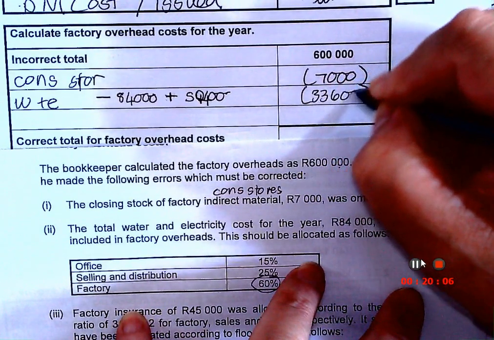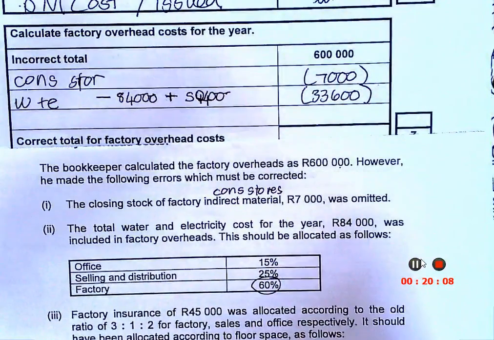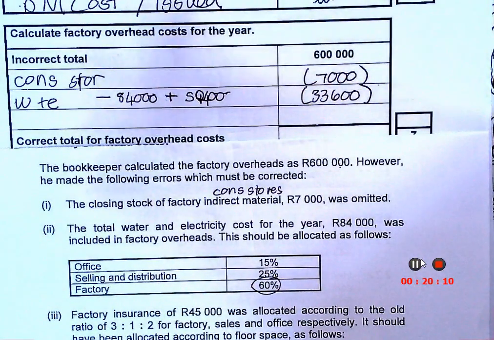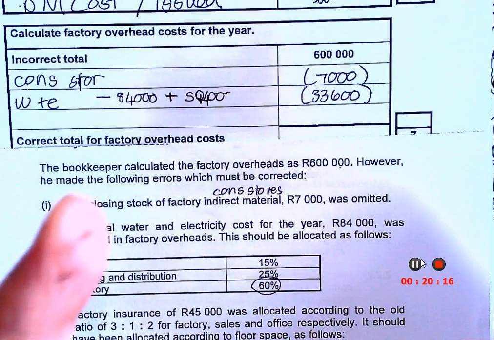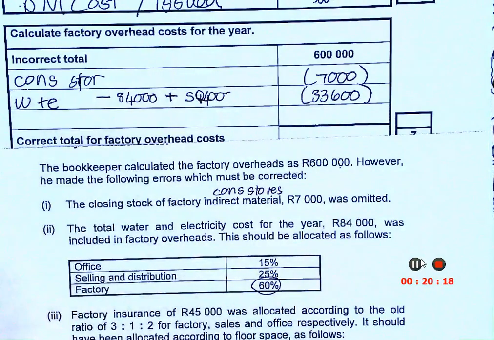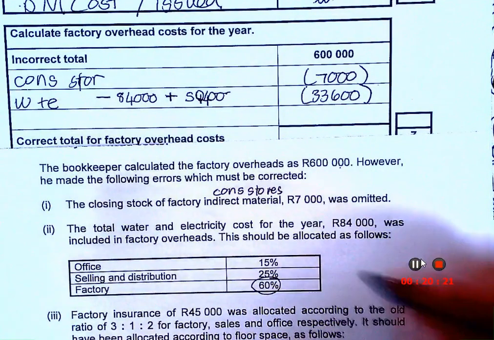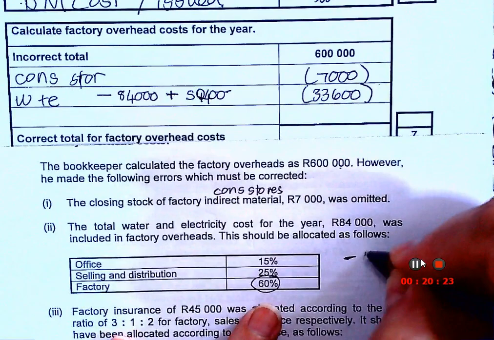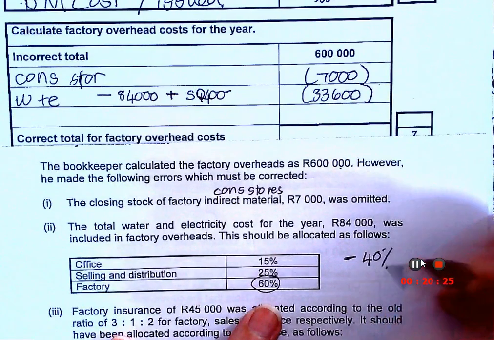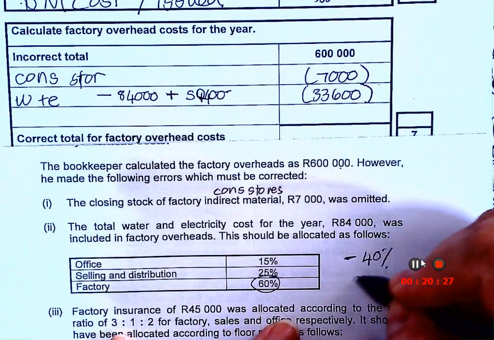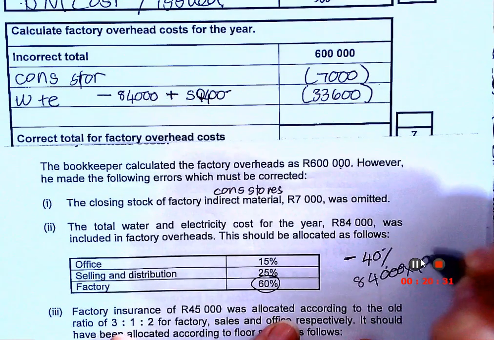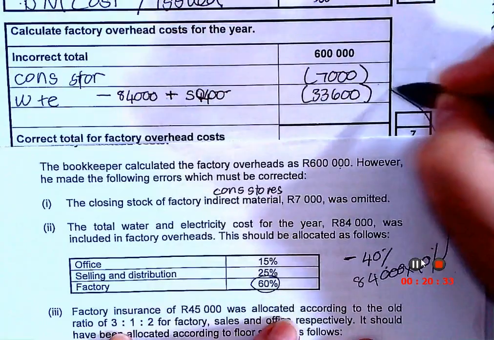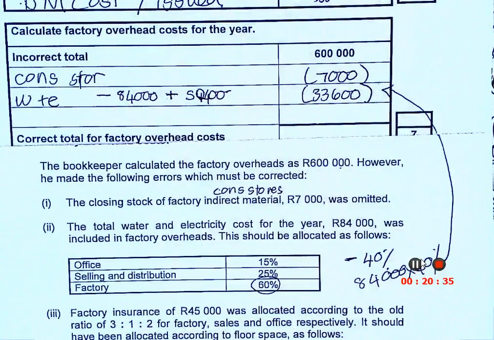Can you see another way I can do it? Another way I can do it is I can say, oh, I showed 100%. I'm supposed to show 60%. So what can I do? I'm going to subtract 40%. And I can promise you, if you say 84 times 40%, it will give you that 33,600.